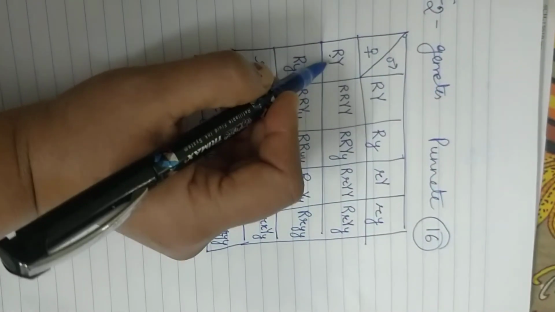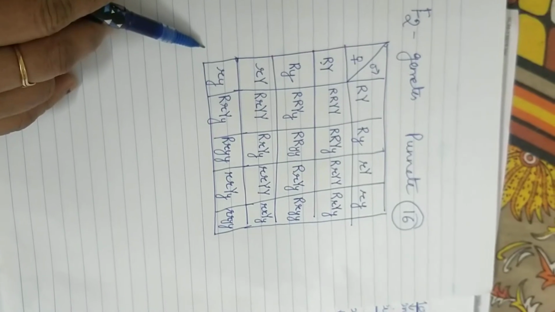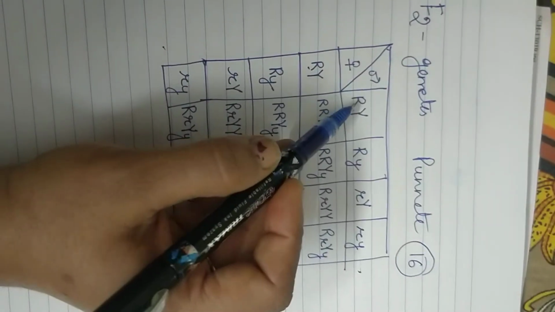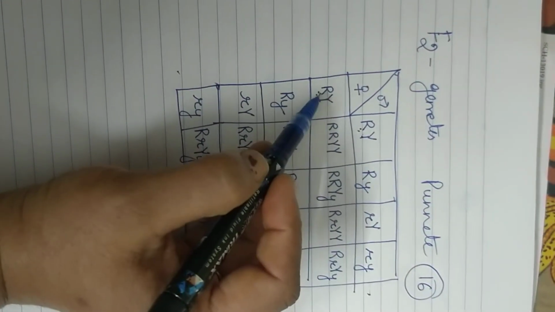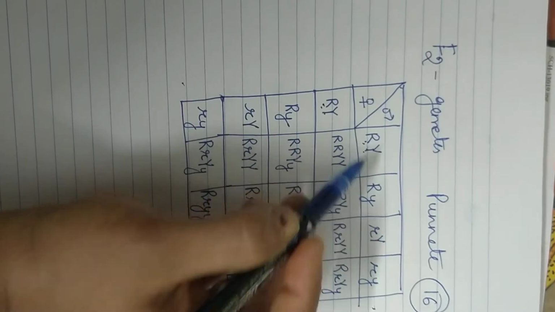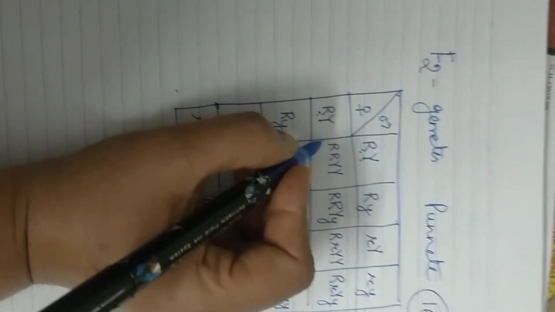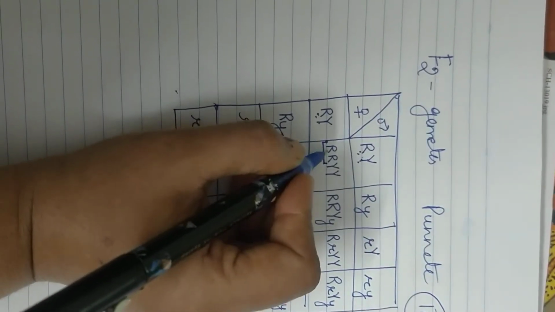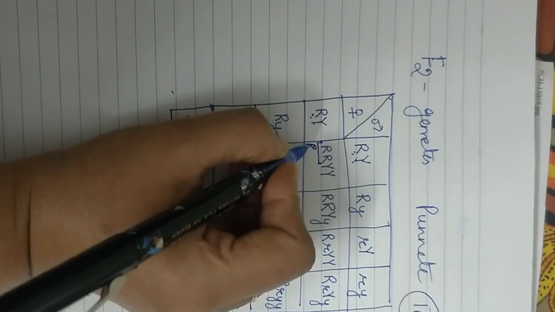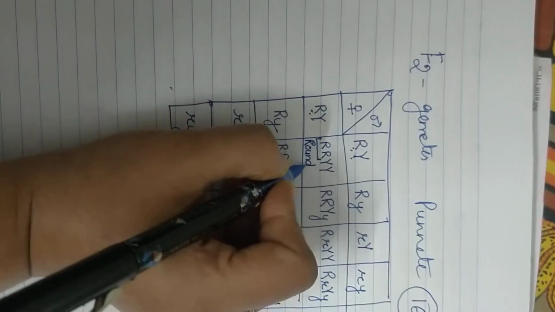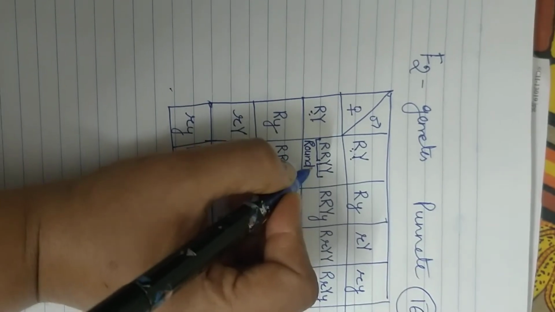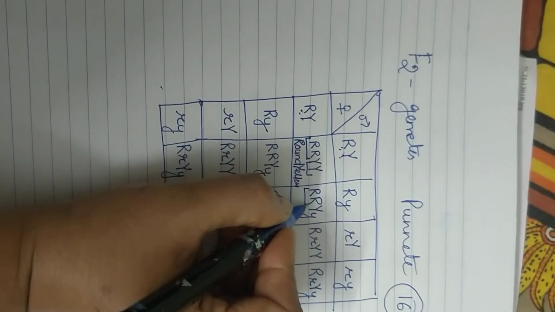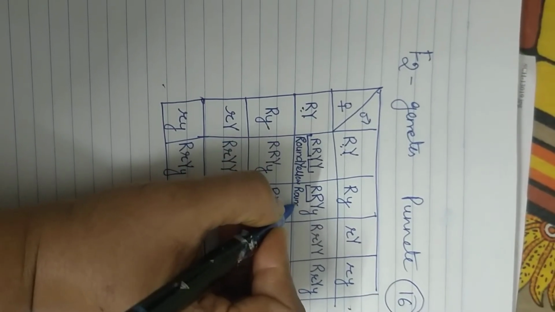So look here children, these are the female gametes represented over here, and these are the male gametes represented over here. When he crossed them, look here, when RY and capital RY are crossed, this combination was produced. So what you will write is, when capital R and capital R are there, both are dominant, so which phenotype will be produced? Roundness. And when capital Y is present, which phenotype will be produced? Yellow color.